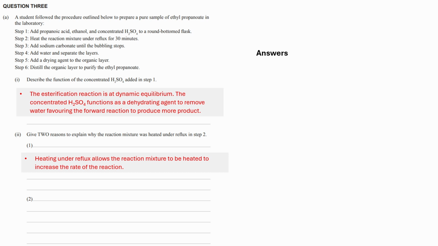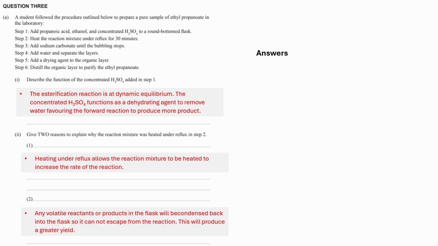The other reason is we want to heat the mixture to make it happen more quickly. Okay, so we speed up the rate of the reaction by heating it up. Really simple. But because we heat it up, it means that we're going to have more of our reactants and products vaporizing, so we need to have something on the top to collect them, to push them back into the mixture. So we need to identify both points.